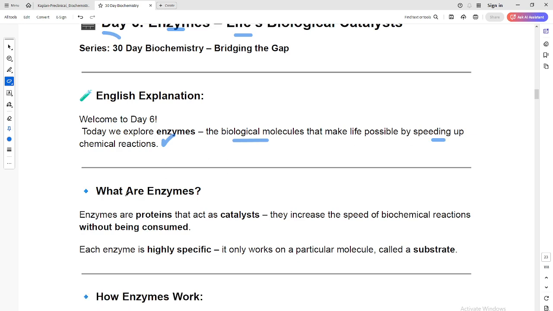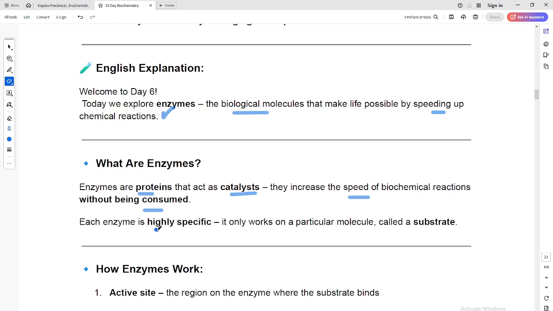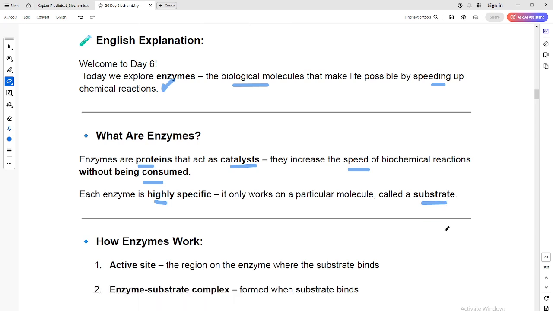What are enzymes? Enzymes are commonly protein in nature that act as a catalyst. They increase the speed of biochemical reaction without being consumed through this reaction. Each enzyme is highly specific. What does it mean? It means it only works on a particular molecule called substrate.